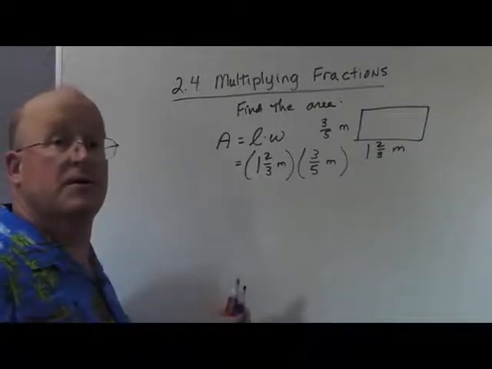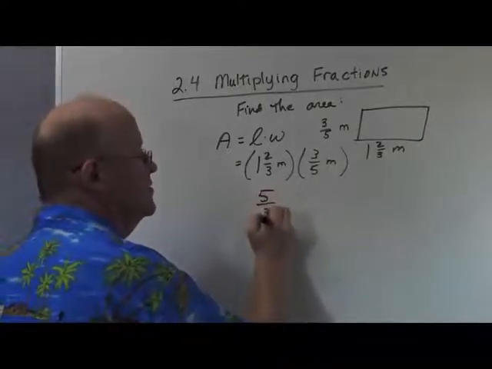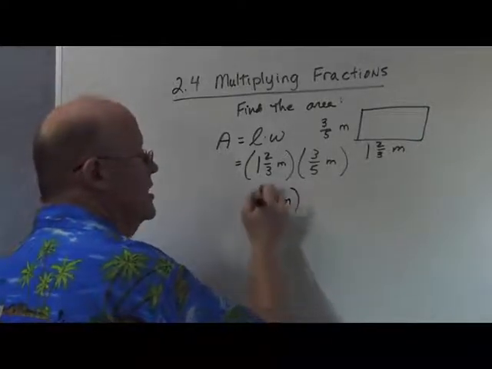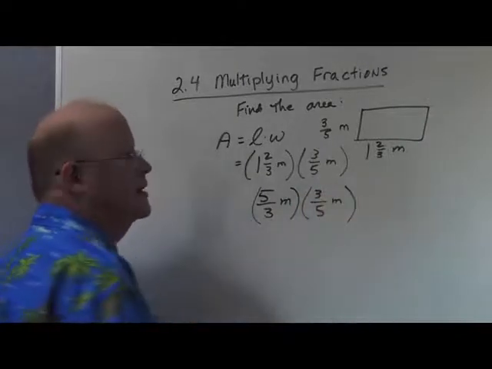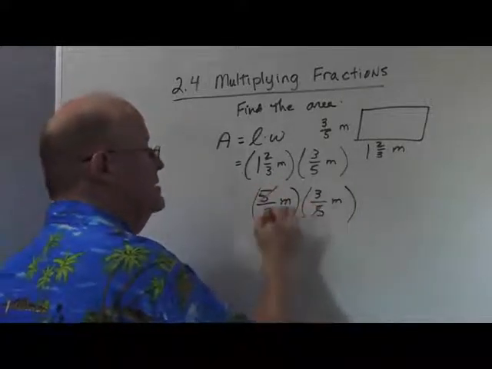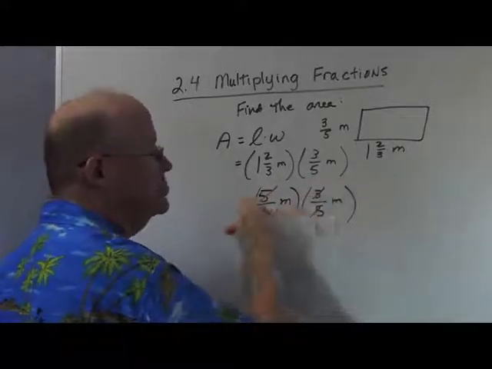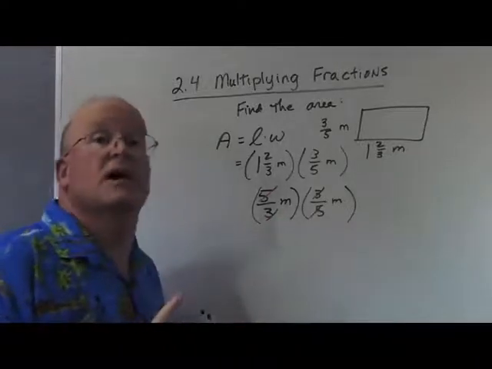3 times 1 is 3, plus 2 is 5. So that gives us 5/3 meters times 3/5 meters. Okay, when I go to multiply here, notice how I get cancellation, because 5's will cancel and 3's will cancel. Be careful, our answer is not 0.